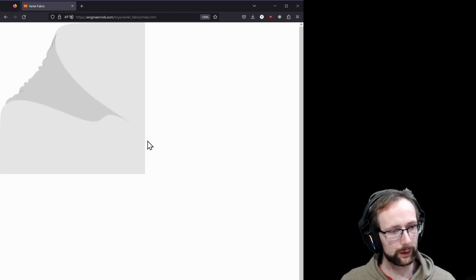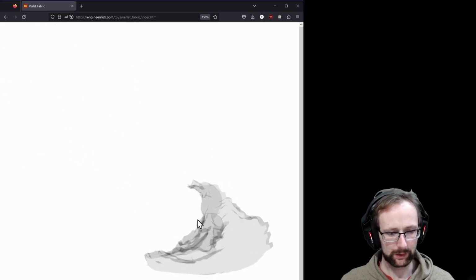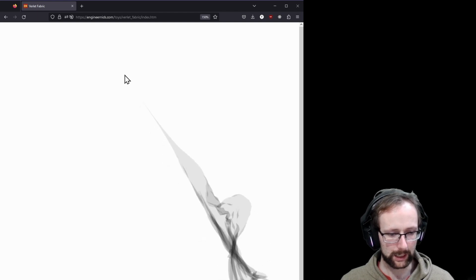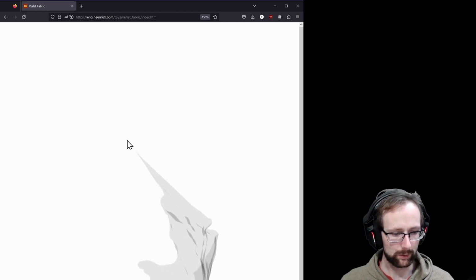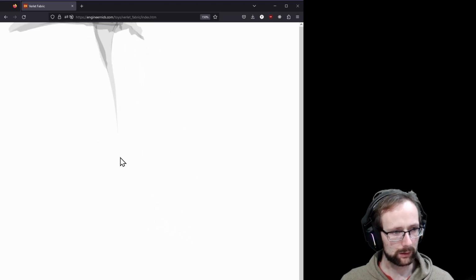Let's go to Verlet fabric. So this is nothing too special. It's very similar to the heavy breathing cat. I just thought that the semi-transparent nature of the fabric made it very interesting to look at.